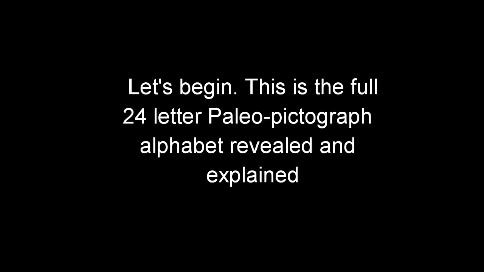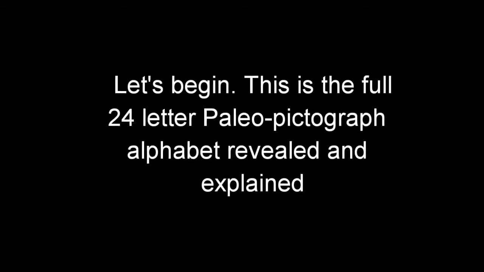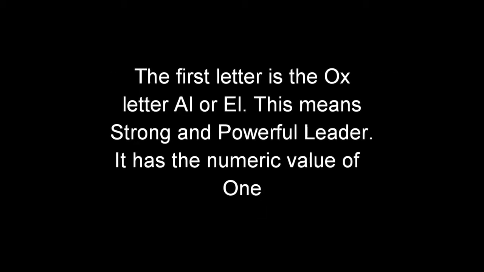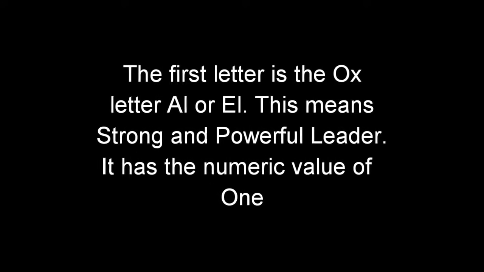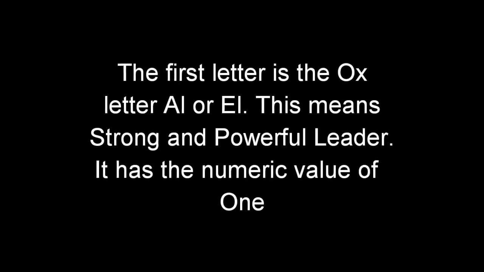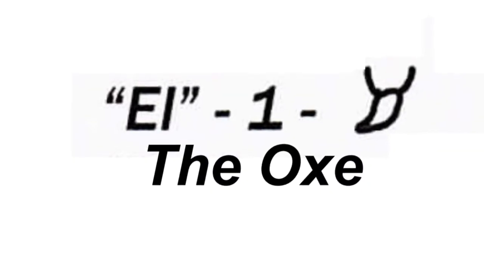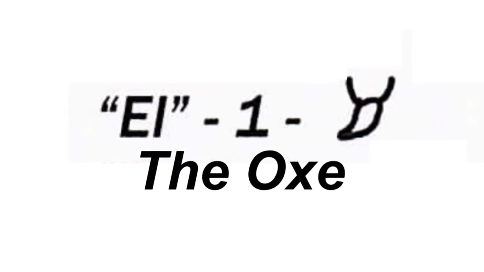Let's begin. This is the full 24-letter Paleo-pictograph alphabet, revealed and explained. The first letter is the ox letter Al, or L. This means strong and powerful leader. It has the numeric value of 1. Here is a picture of the ox pictograph, and its numeric value and sound.